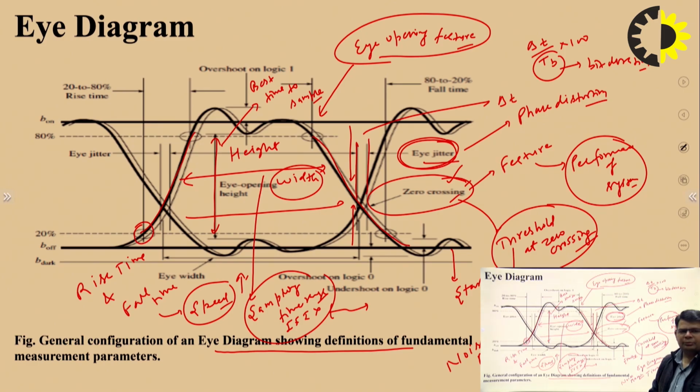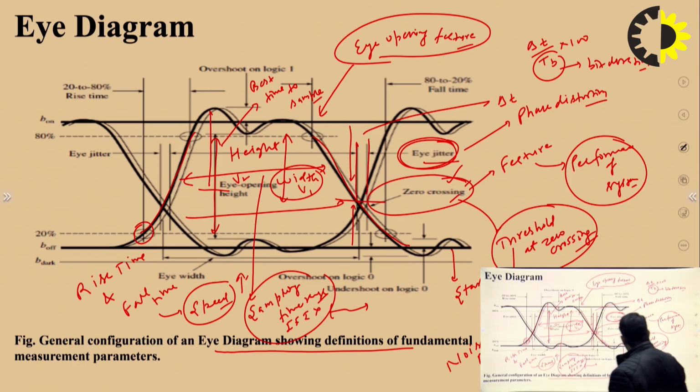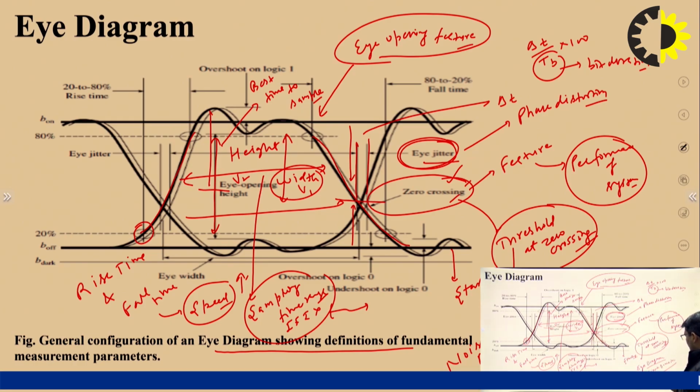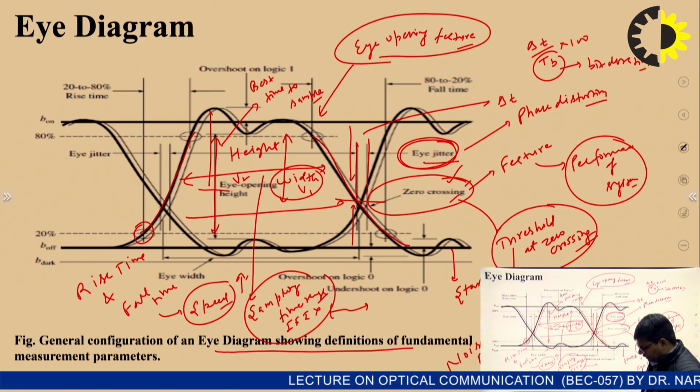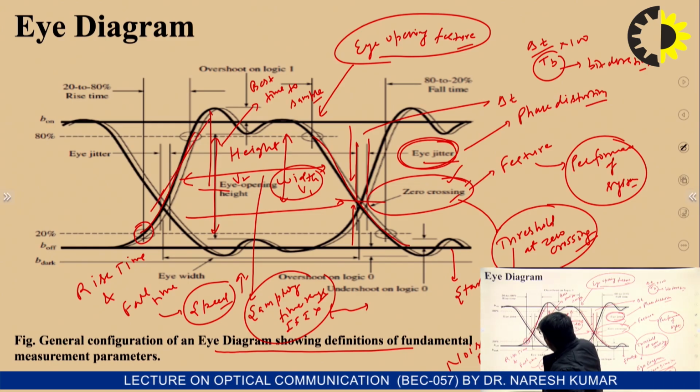The noise handling capability of the system can also be analyzed. Above the threshold, there can be two voltages, one is V1, another is the maximum voltage V2. So V1 by V2 into 100 is also the noise margin of the system. Another eye diagram or eye pattern feature is, we can also comment about the alignment or the slope of this eye diagram.